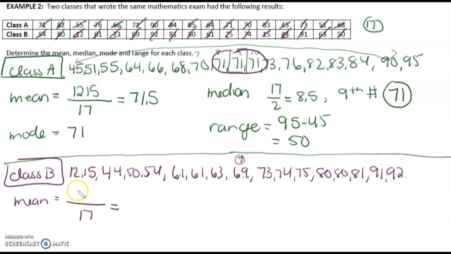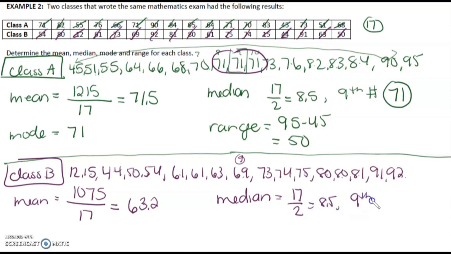All right, 1075, and then divide by 17. We get the average of 63.2. So this average is much lower, right, if we were to compare. And then we have the median. Well, we know 17 divided by 2 is going to be 8.5, so it's going to be the ninth number. So when we look at our ninth value here, we get 69.